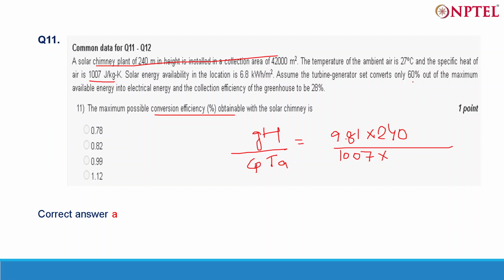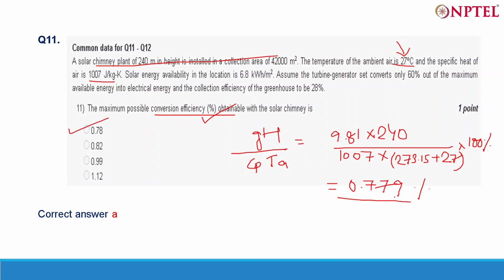And then the ambient temperature value, make sure you put it in Kelvin. Okay, so that is 273.15 plus 27. So that is around, where's the calculator, 9.81 into 240 divided by 1007 divided by 300. Okay, so this comes out to be around 0.779%. Okay, and 100% because it's efficiency. So you can see the efficiency is very low for a solar chimney plant, less than 1% itself. So that is why these plants are not so successful. Still, it can produce a good volume of air or something.